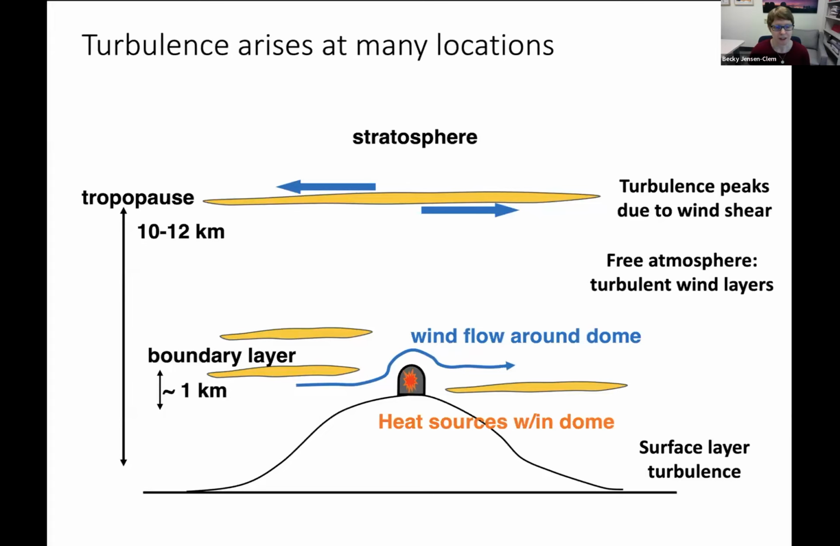Now, above the boundary layer, so above a kilometer or so, we have what's known as the free atmosphere, where you might have turbulent wind layers with some fairly constant velocity. And then as we continue upward through the atmosphere at about 10 kilometers, we have the tropopause. This is the transition between the troposphere and the stratosphere. And so oftentimes we'll see turbulence peaking near the tropopause due to a strong wind shear. So winds of different velocities that are kind of colliding at the tropopause.